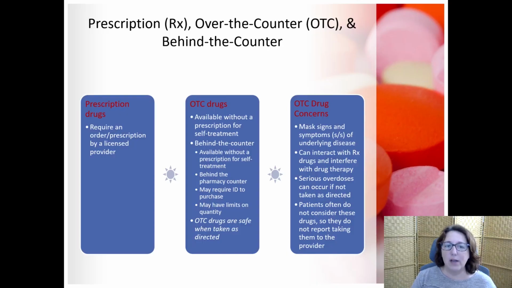Serious overdoses can occur if they don't take the medication as prescribed. So, if they're taking more than the amount prescribed or taking it longer than they're supposed to, they can end up having an overdose. And a lot of times patients don't consider these drugs, so they don't report them to the provider, and the provider may not be aware that they're taking them. So it's really important that nurses specifically ask what over the counter medications are being taken as a part of our medical history.